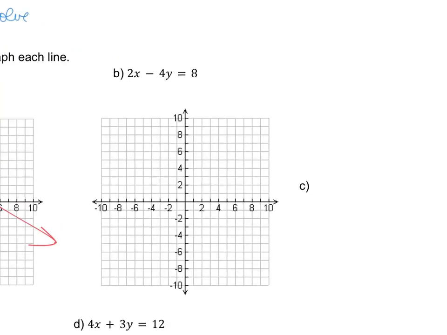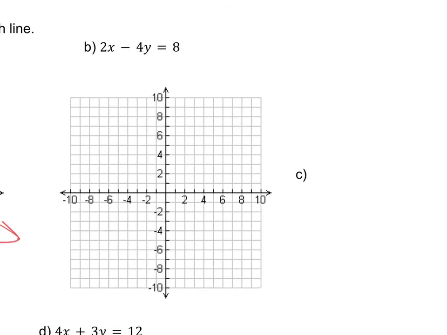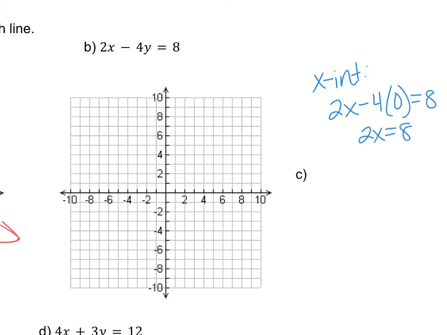Okay, this next one, this formatting is a little weird. So let's find the x-intercept first. So we're going to set y equal to 0. So 2x minus 4 times 0 equals 8. So we have 2x equals 8. Divide by 2. So your x-intercept is 4.